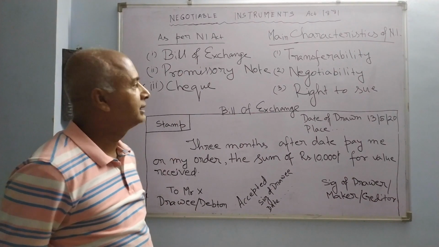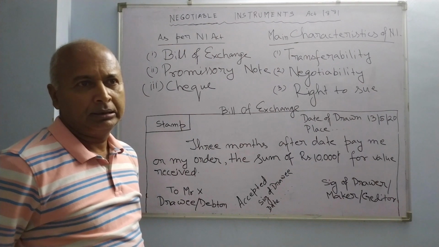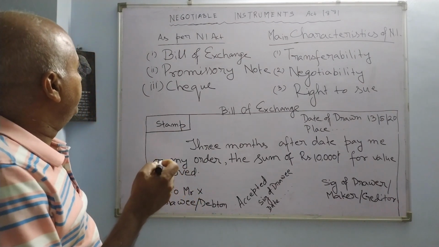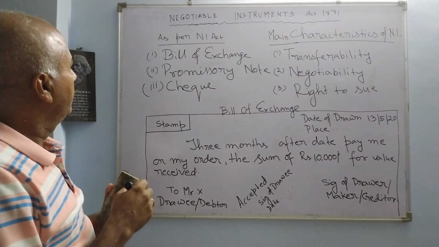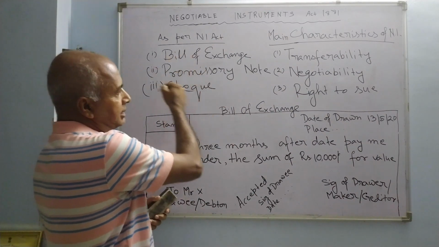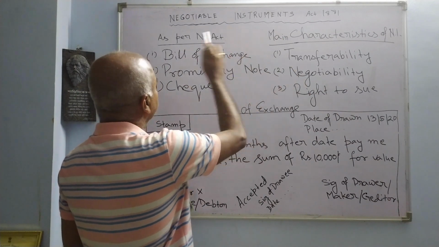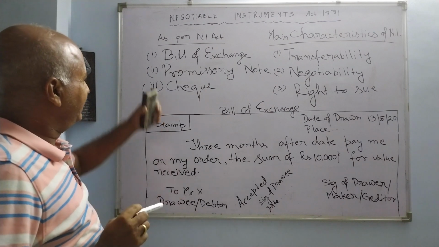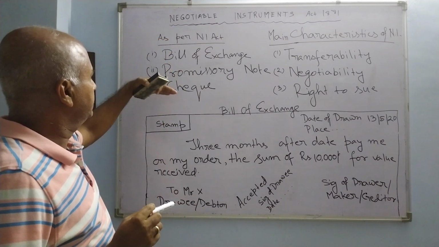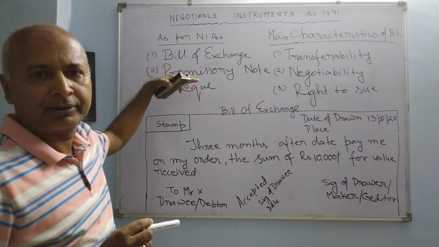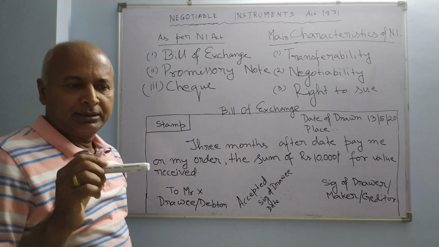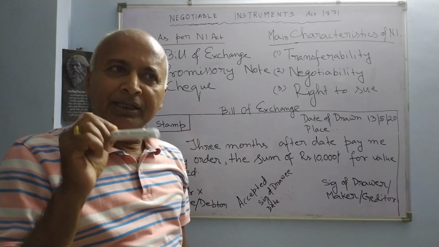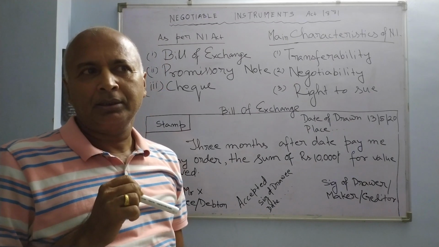Dear students, let us glance over the previous class. In our previous class, this was the main theme. As per the Negotiable Instruments Act, there are three types of instruments: bill of exchange, promissory note, and check. That means, as per the Act, these three are the negotiable instruments.